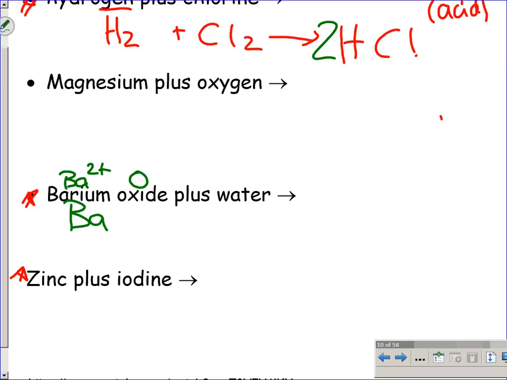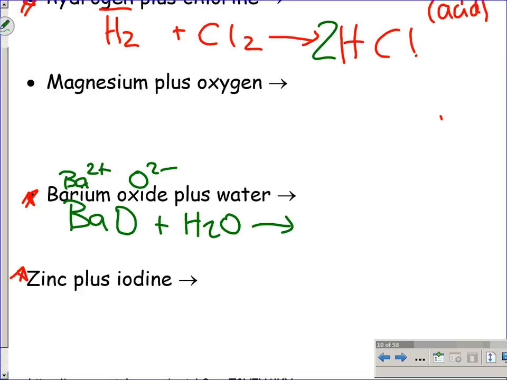Barium's in group 2, 2 plus charge. Oxygen's in group, look up here on the table, 6, and it gets a 2 minus charge. Crisscross, reduce, BaO plus water. Okay? Water is just generic H2O.